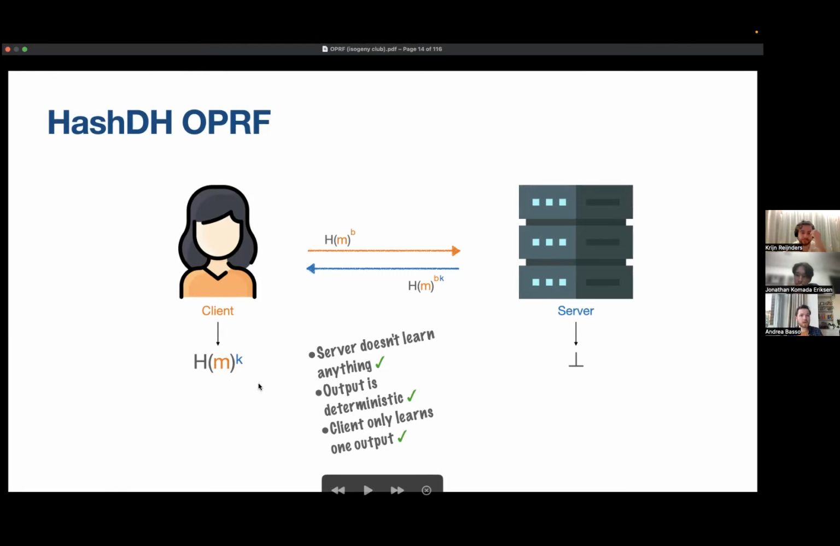Are there any questions so far on how OPRFs work, or specifically on HashDH? Okay, then I'm going to go ahead.